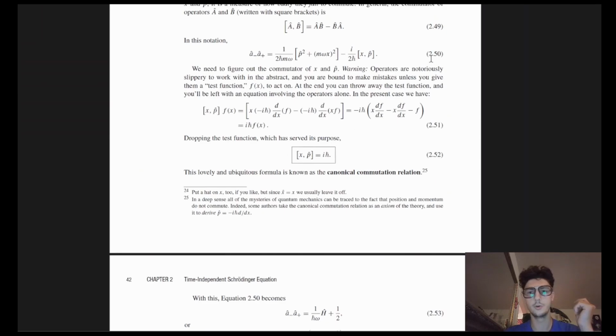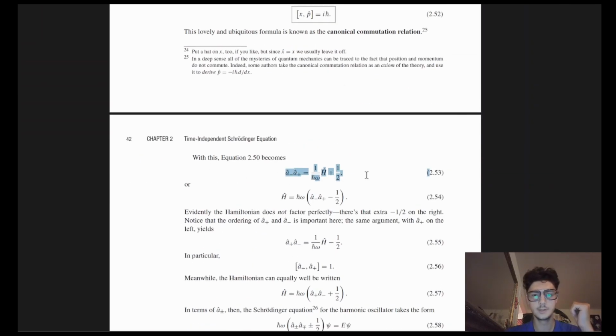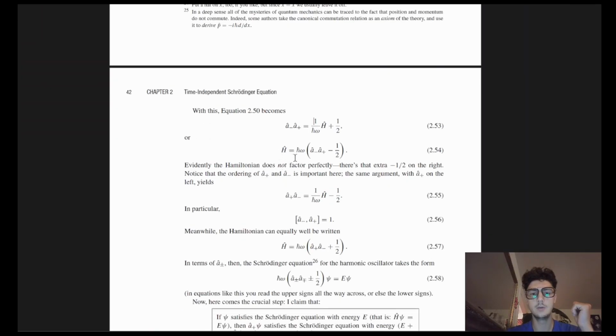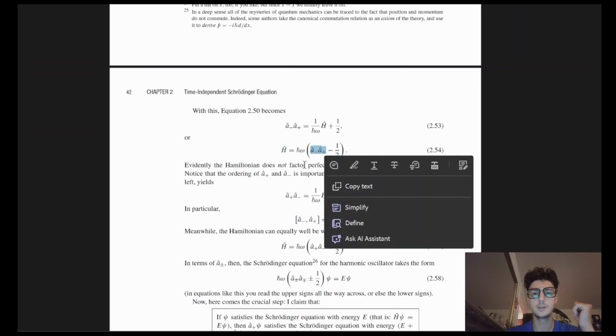With this, equation 2.50 becomes this. So a minus and acting on a, these are just operators, so they have to act on something. But I'm just going to say a minus acting on a plus is equal to 1 over h bar omega, the frequency of oscillation, times the Hamiltonian plus 1/2, or the Hamiltonian is equal to h bar omega, all of this multiplied by a minus a plus minus 1/2. This is very interesting. So this is another way of rewriting the Hamiltonian with these raising and lowering operators.